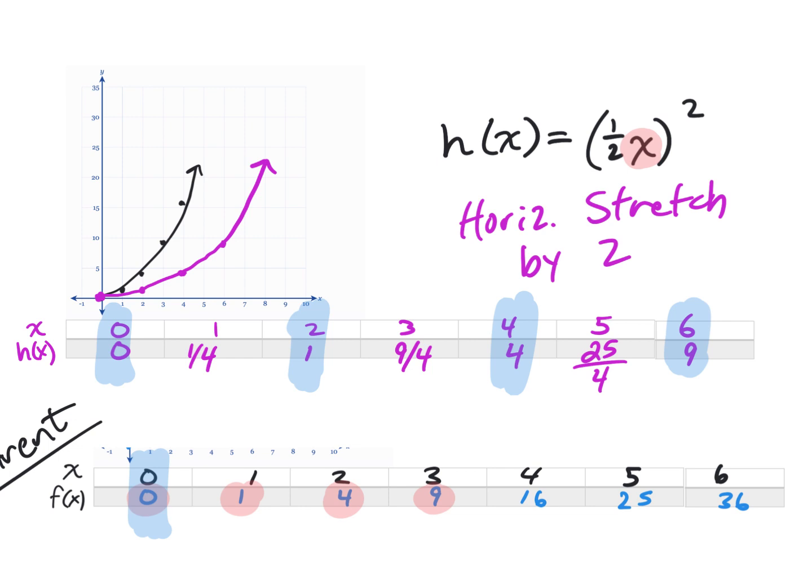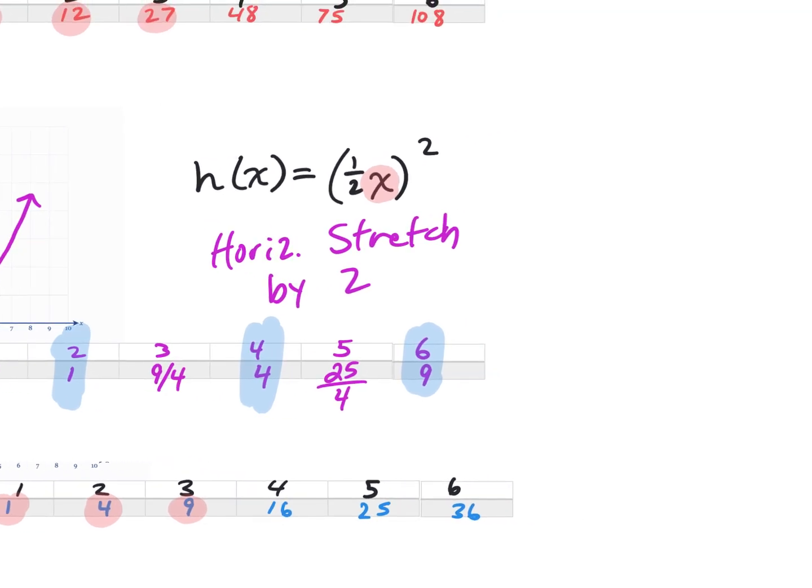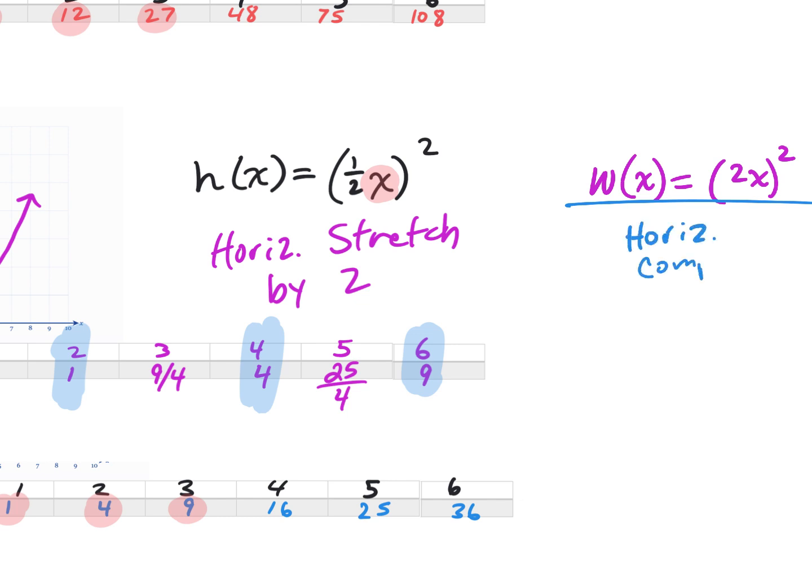And as we talked about in class, the reciprocal is also true, right? If I had a different function, let's call it w of x, and it looked like (2x) quantity squared, this would represent a horizontal compression by the reciprocal of 2, 1/2. Why is that the case? The same logic applies, right? When we act on the input value, we require a smaller input to achieve the same results. Hopefully that helps make some more sense.